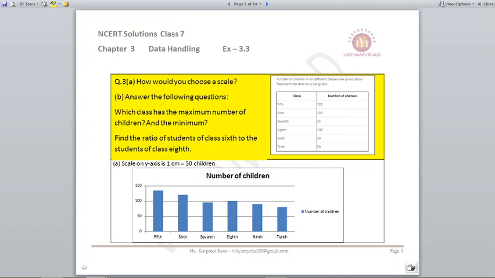Answer the following question. Which class has the maximum number of children and the minimum? If you look at the graph and the table, which class has the maximum? The highest number given here is 135. So we can say 5th class has the maximum number. Which class has the minimum number? Now you see at the chart, you have 80 as the lowest. So we can say 10th class has the minimum number.